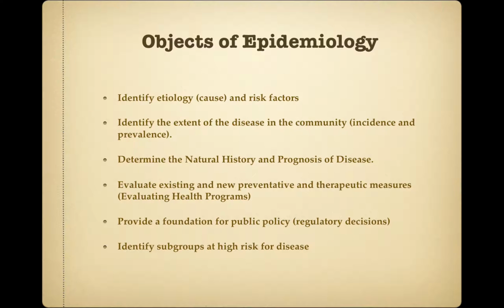One of the main points is to identify the root cause, the etiology, and some of the risk factors associated with specific diseases. And of course, we want to identify the extent of the disease in the community. So we just took a look at incidence and prevalence rates. Natural history of the disease, it's pretty important.